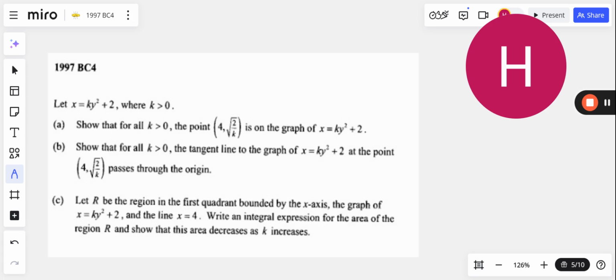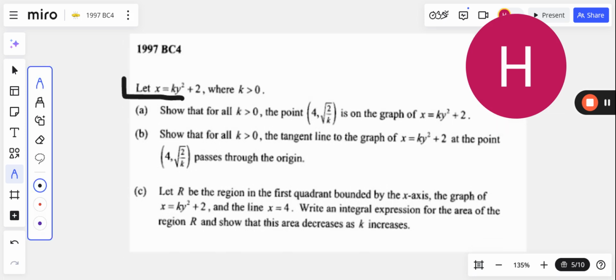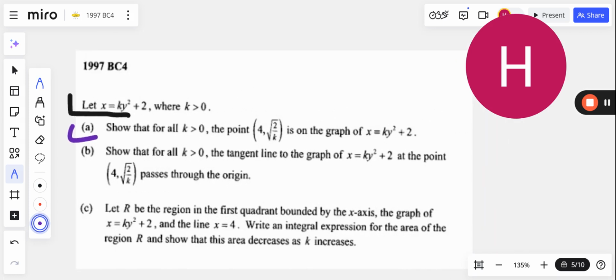Today we have a problem from the 1997 AP Calculus BC exam. A bit of a doozy on this one. We have this kind of implicit differentiation setup. Very interesting, so let's get into it. It starts off saying that we just have to show that this point is on the graph, which is nice.